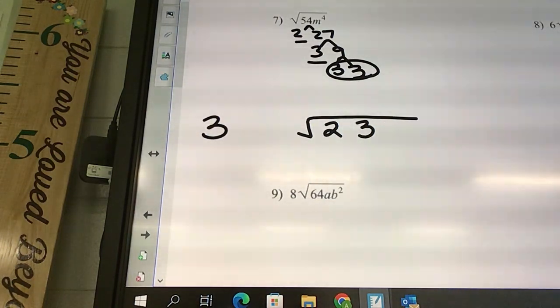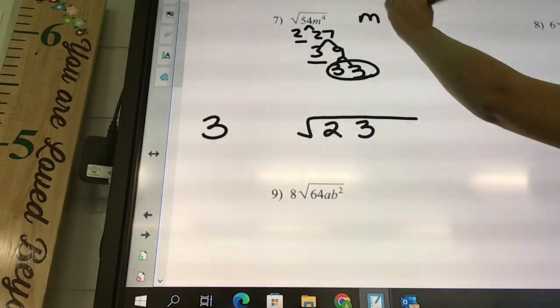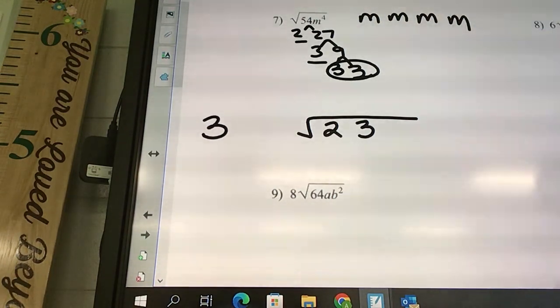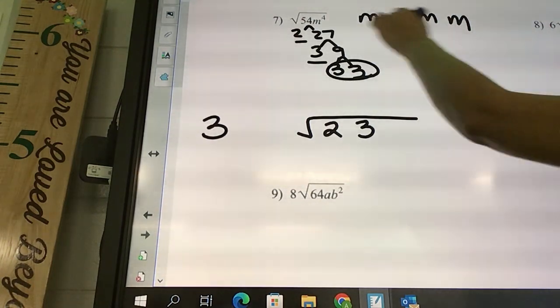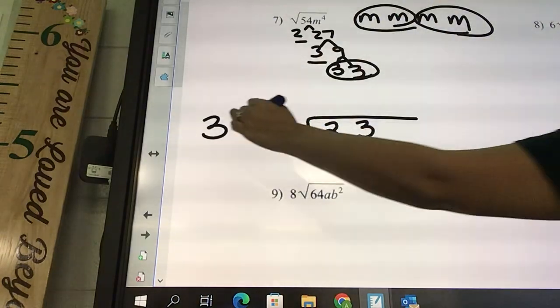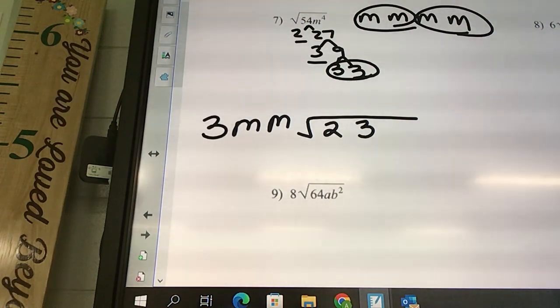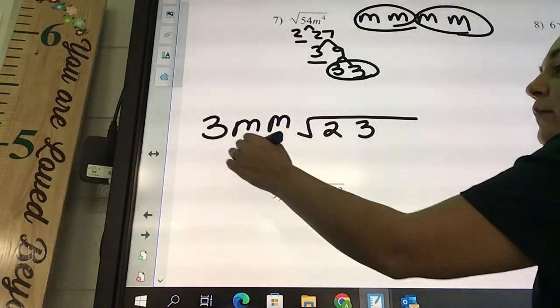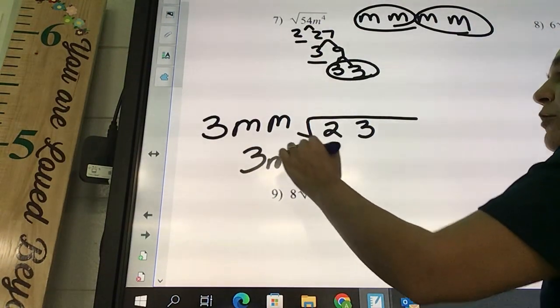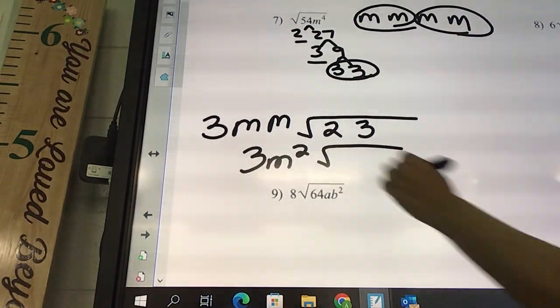How many m's do I have? 4. So I got 1, 2, 3, 4. How many groups of those guys can go? 2 groups of them. Okay, so 1 and 2. How many m's cannot go? Yeah, they can all go. Okay, so on the outside, what are we going to have? 3m to the second power, so 3m squared. Square root of what? 6.